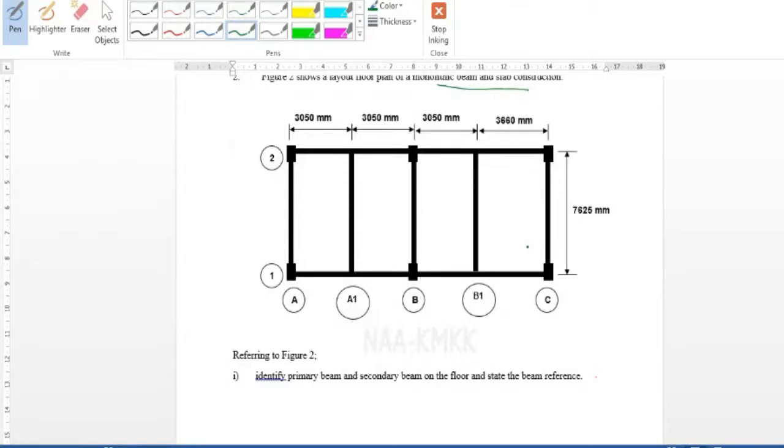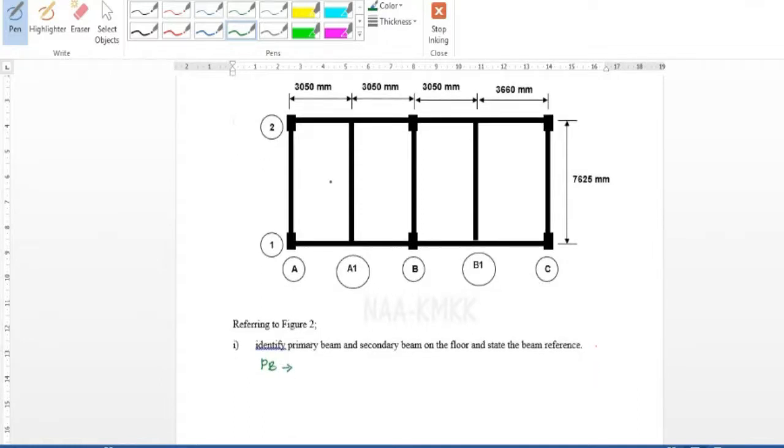What is meant by primary beam? As we know, a primary beam is a beam which is supported by columns at both ends. So here, at both ends of the primary beam we have columns. Let's list out the primary beams, guys. So primary beam, state the beam reference.